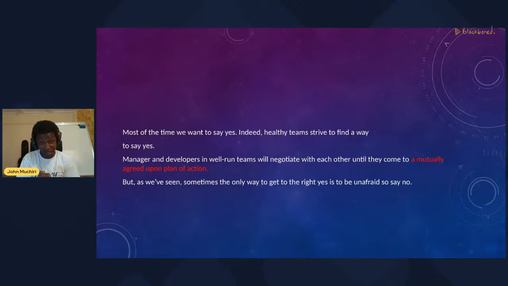So this is the beauty of it. Managers and developers in well-run teams will negotiate with each other until they come to a mutually agreed upon plan of action. But as we have seen before, sometimes the only way to get the right yes is to be unafraid to say no. So sometimes you have to say no so that you can get the right yes.